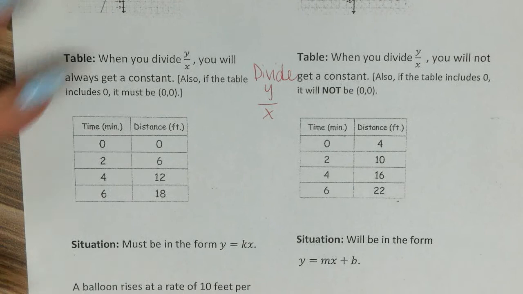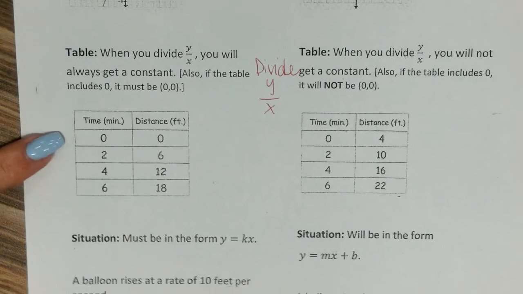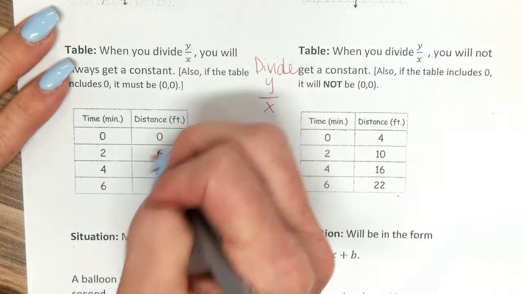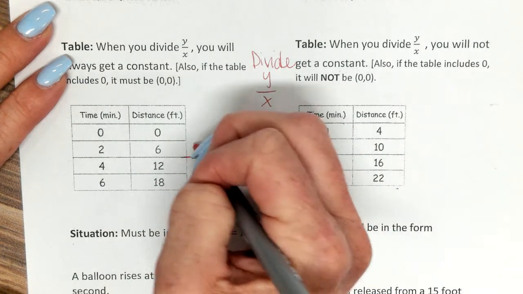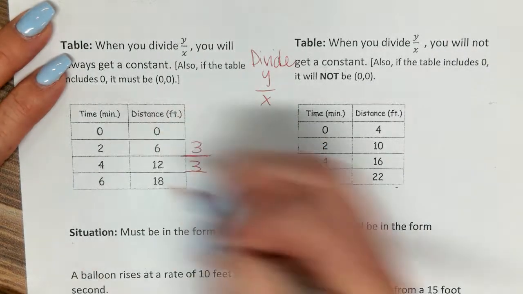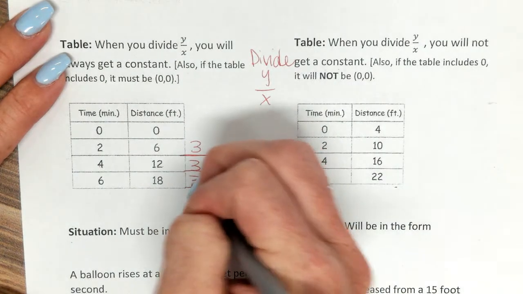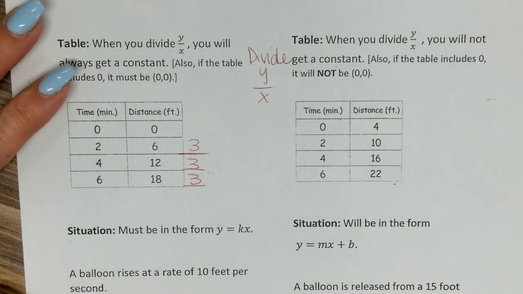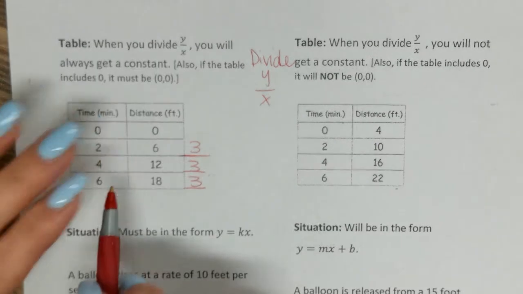So everybody look at this first table. Obviously don't do the zeros, but what is 6 divided by 2? What's 12 divided by 4? What's 18 divided by 6? Were they the same all the way down? So this table is proportional.